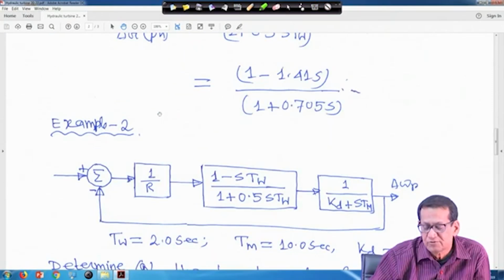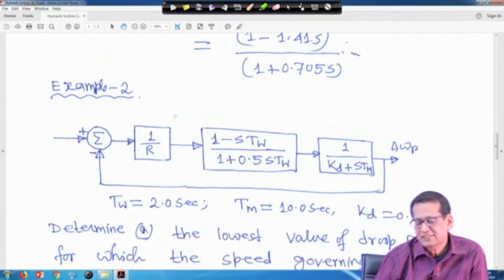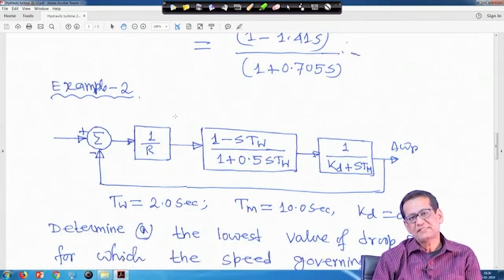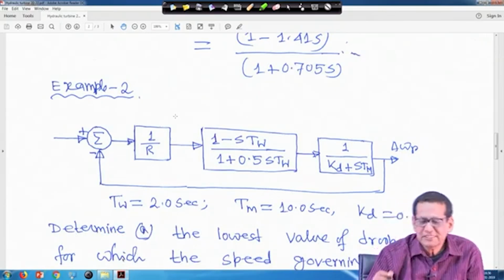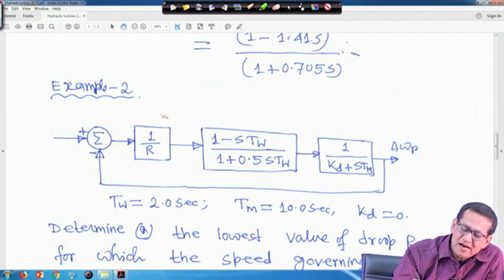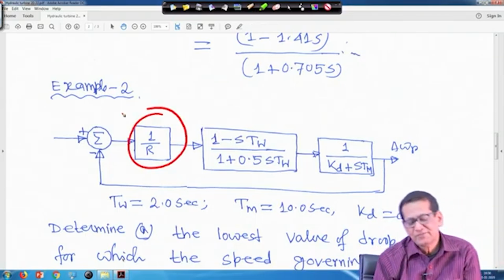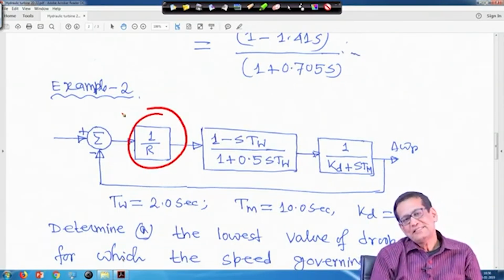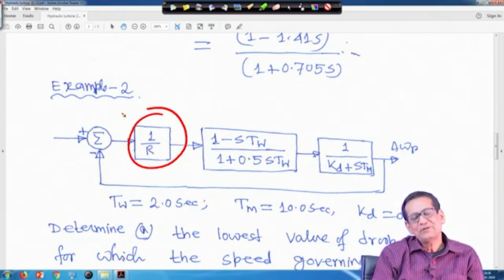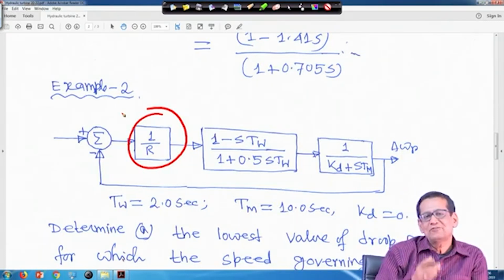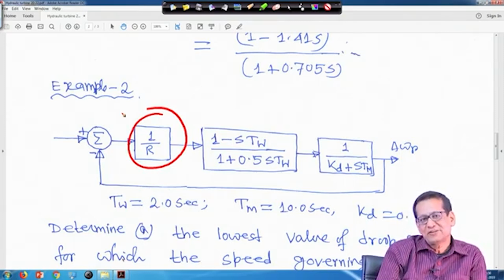Now, example 2. This example is actually the simplest example. Here the hydro governor we have represented only by 1 upon R, that is, kg is equal to 1 upon R. But hydro governor modeling is actually a second order governor model, or sometimes a PID type governor model.